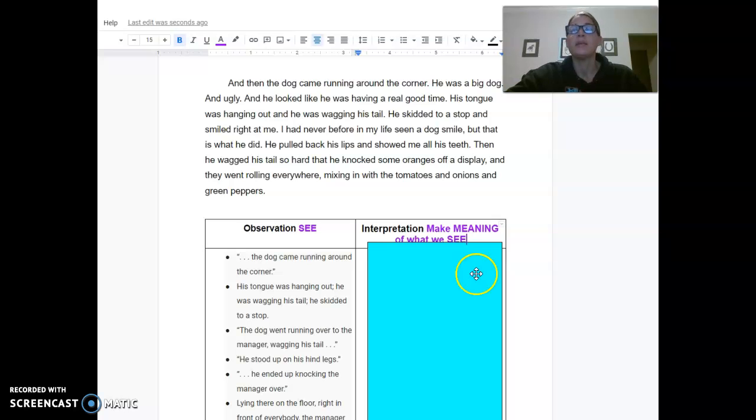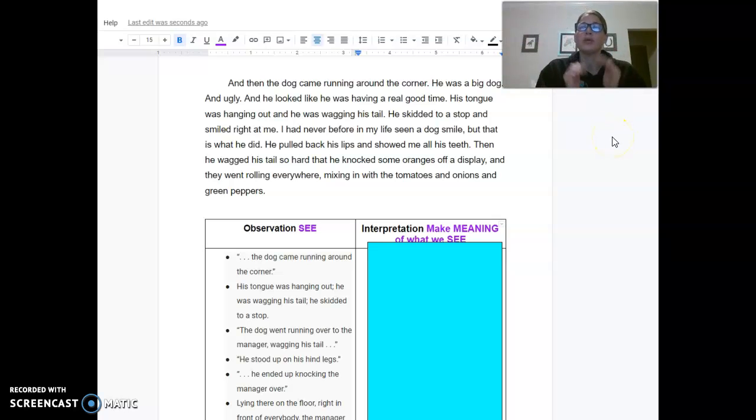So yesterday in small groups, we talked about how the story was told from Opal's point of view, the little girl, and it was told in first person. So the story is told through her eyes. So we see through the words what she observed. Okay? She's telling us, this is what I saw, this is what I observed happening. Then she interpreted what she saw.